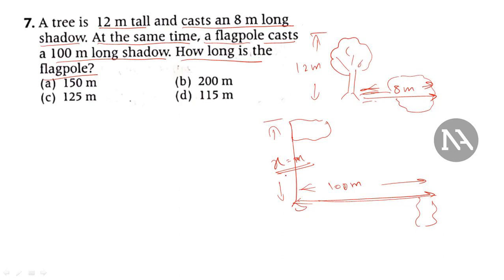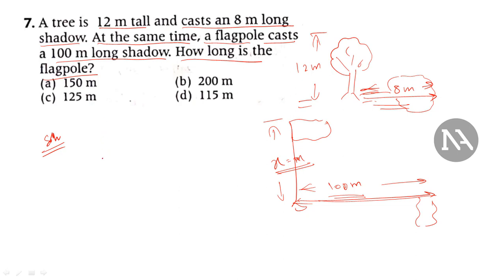If the length of the object is long, then the shadow is also proportional to that length, right? So 12 meters means an 8 meter shadow. Then for 100 meters, what will be the height of the flagpole? This is what the question is. So here also, this is the direct proportion method.